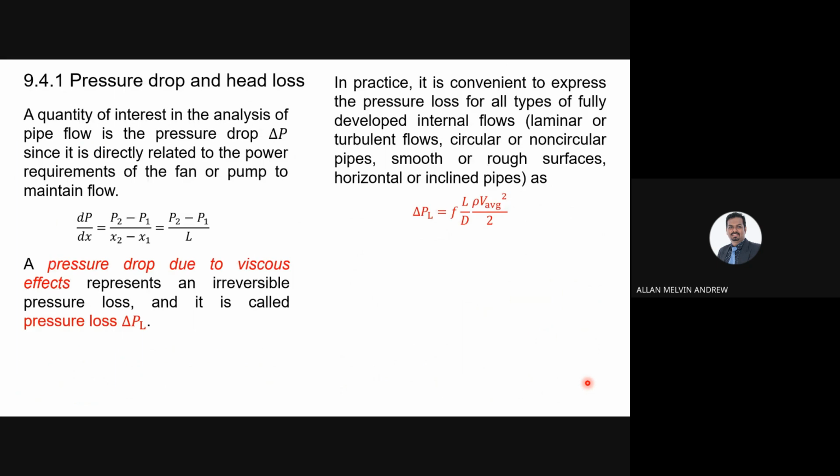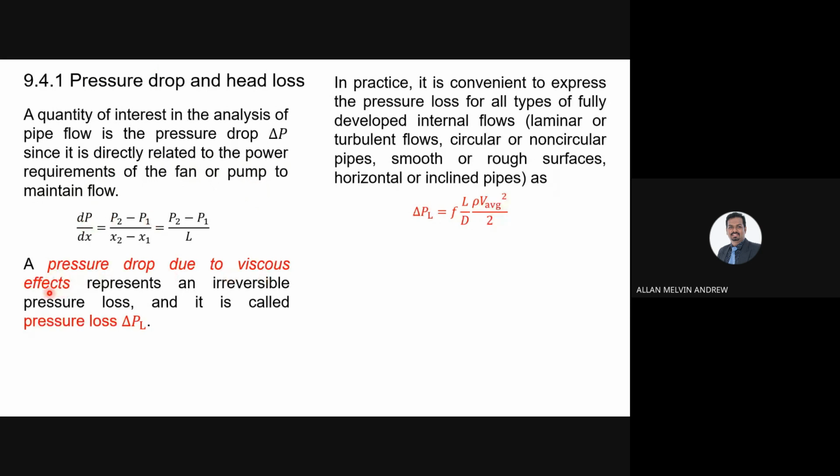Okay, so 9.41, pressure drop and head loss. The quantity of interest in the analysis of pipe flow is the pressure drop, since it is directly related to the power requirement of the fan or pump to maintain flow. So we know earlier that in order to generate a proper flow, we need to use a fan or pump to create a forced flow. Let's say there's some electrical failure or a sudden electrical drop, then the fan suddenly becomes slower, and the pump becomes slower suddenly. So there will be a pressure drop, because it's directly related to the power requirement of the fan and pump to maintain the flow. When the fan and pump have less power, the pressure drop will be significant.